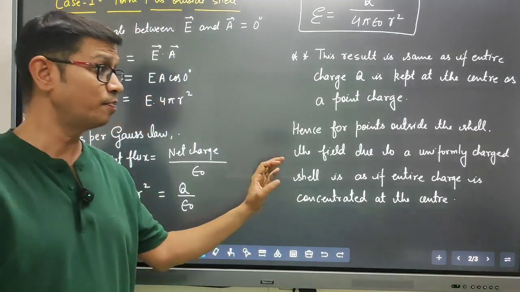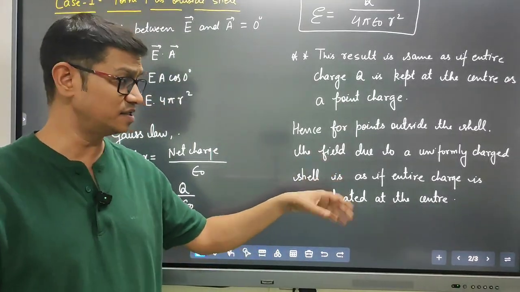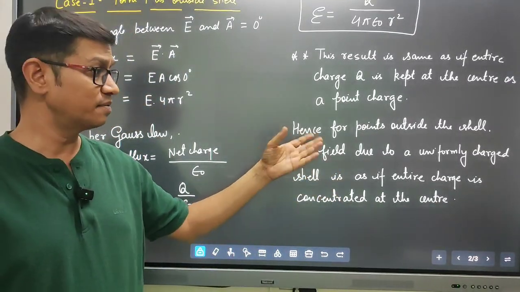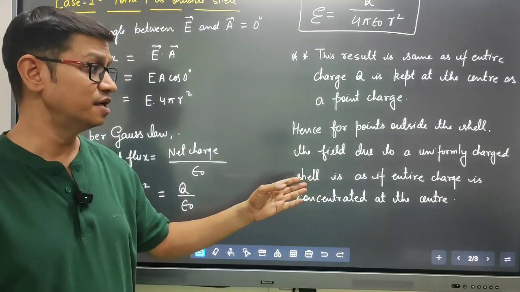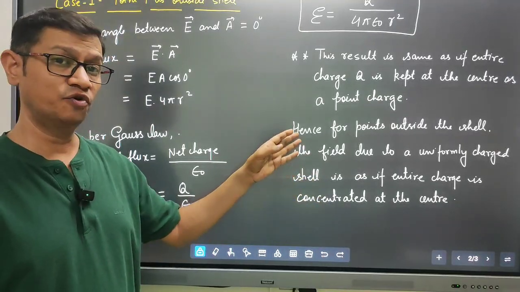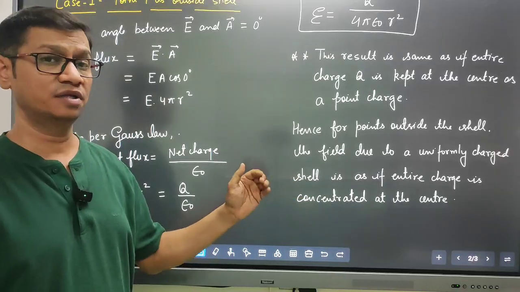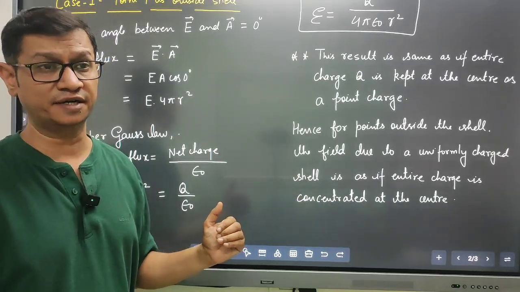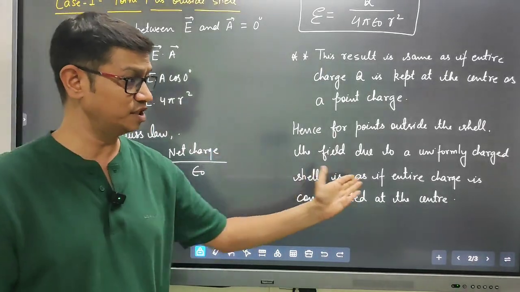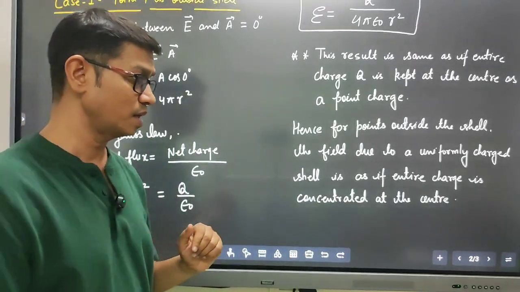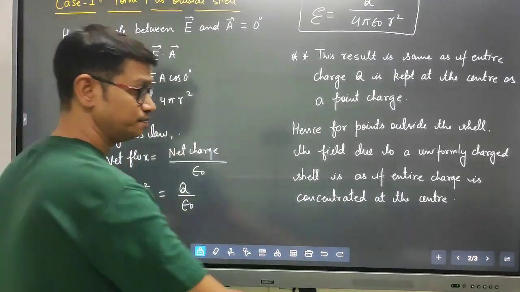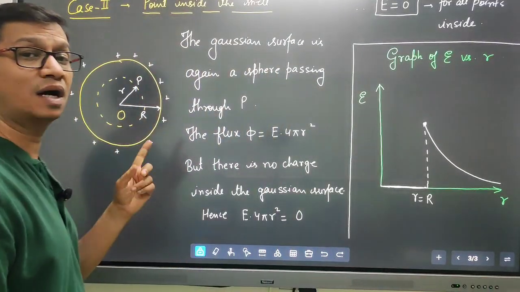So sometimes the proof is put up like this. When this derivation comes, they give the problem statement like this: prove that a uniformly charged spherical shell behaves as if the entire charge is concentrated at its center. So you have to do the same derivation and put these statements. Okay. So this was case 1, which is point P outside the shell.